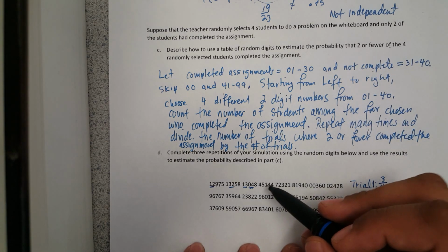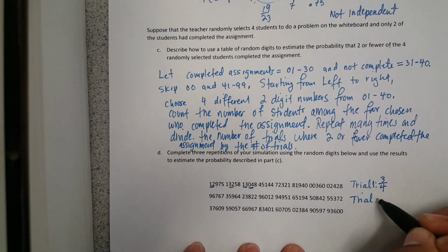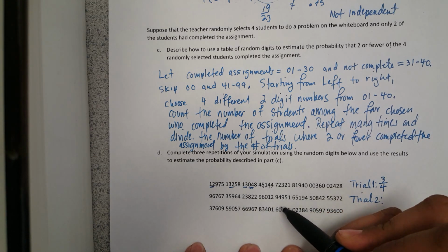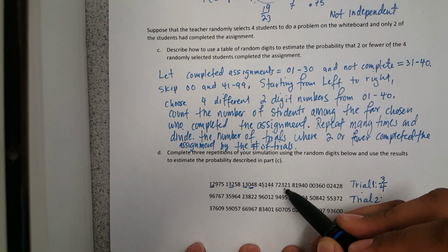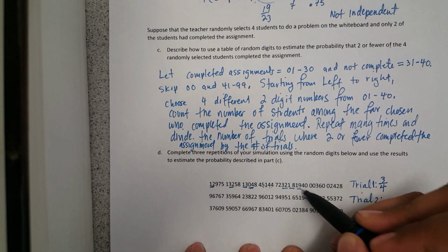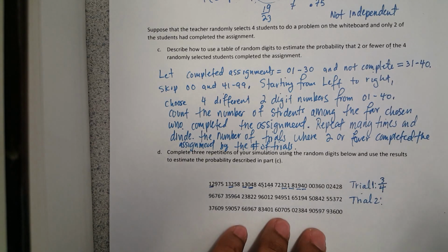All right, now we're going to start again, but we're going to start from where we left off. So this is going to be trial 2. Okay, so it's going to be 8, 4, we're going to skip it. 5, 1, skip. 4, 4, skip. 72 skip, 32 we're going to keep, 18 we're going to keep, 19 we're going to keep, and 40 we're going to keep.